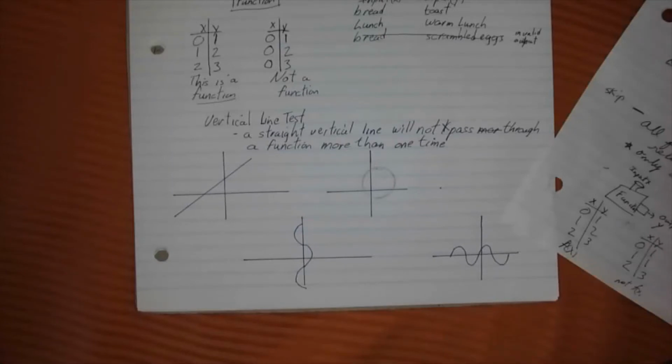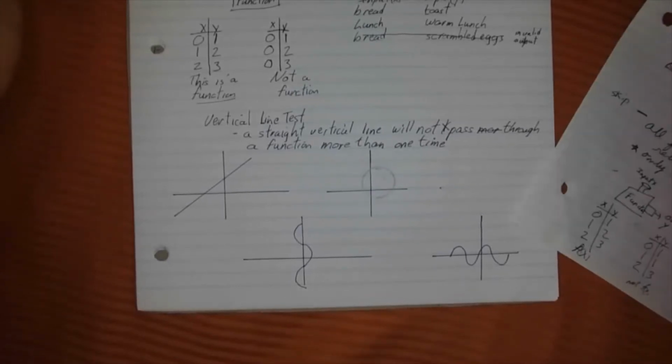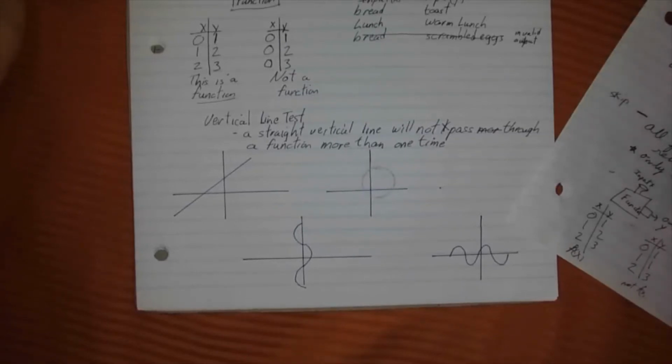So I want you to take a moment and think about the vertical line definition. A straight vertical line will not pass through a function more than one time. So if it's something that passes through a function more than one time, it's not a function. Okay, so I want you to take a second and try to graph those, and we'll come back together in a moment and graph them ourselves. And by graph, I mean check the vertical line test. All right, so if you haven't, go through and try it out now. Pause your video, draw your things, do that.